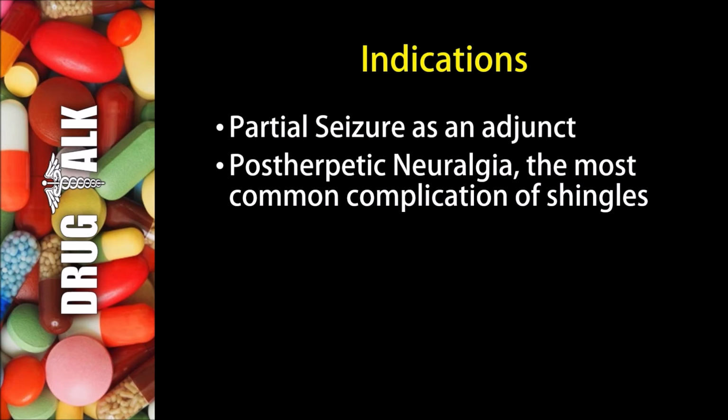So when would we see gabapentin be prescribed to patients? So we commonly see this medication prescribed in partial seizure as an adjunct therapy or an add-on therapy. And we also see it prescribed for postherpetic neuralgia, which is the most common complication of shingles.